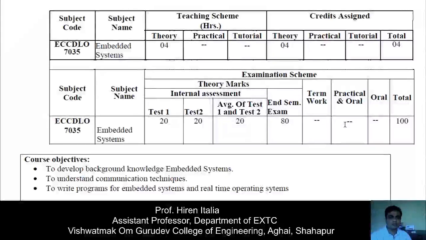This is the syllabus for the embedded system, and as you see here, there are four theory hours weekly, and four credits are given to this subject. There are two internal assessment tests, unit test 1 and unit test 2, both of 20 marks. At the end we take the average of the two unit tests, which will be a total of 20 marks, and there will be an end semester examination of 80 marks. So that will be a 100 marks paper.